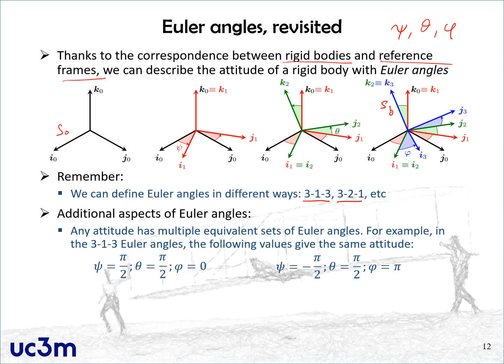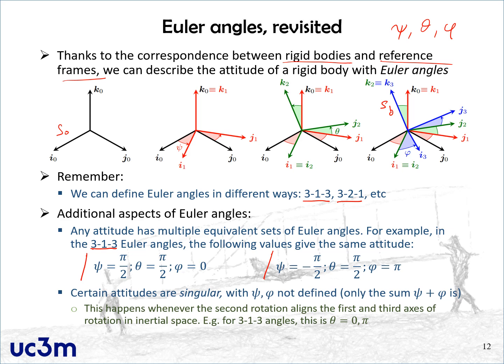For example, whatever attitude you are trying to describe, you can get there with at least 2 different types of rotations. All right, so for example, you can pause the video and check that if you have 3-1-3 Euler angles, this rotation and this rotation are equivalent. You will end up with the same attitude of the reference frame.